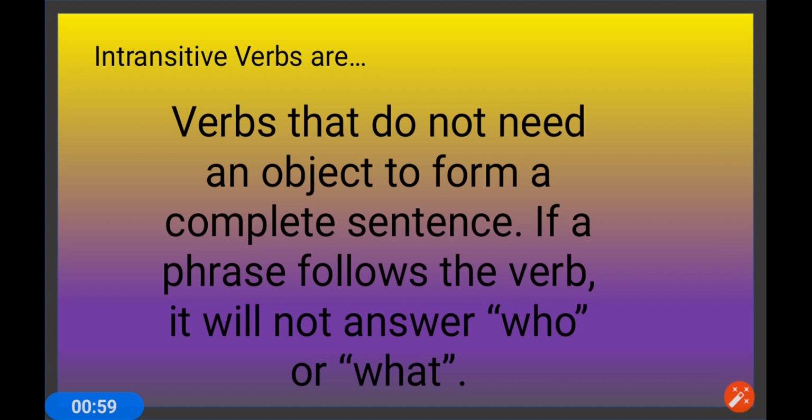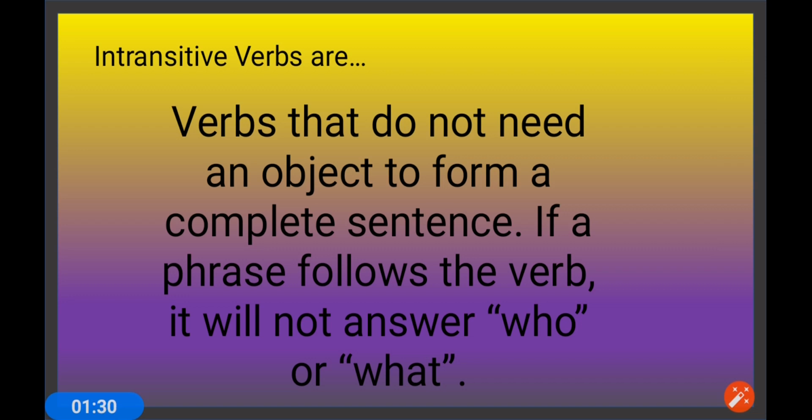We'll have an example. Jack rode his bike to the store. Jack is the subject, rode is the verb, and bike is the object, and the object is answering to what Jack rode on. Okay, we'll go to what we have for today, straightforward. And our topic for today is intransitive verb.